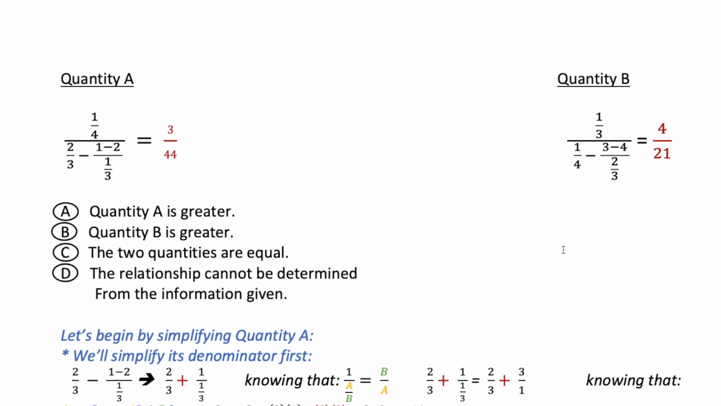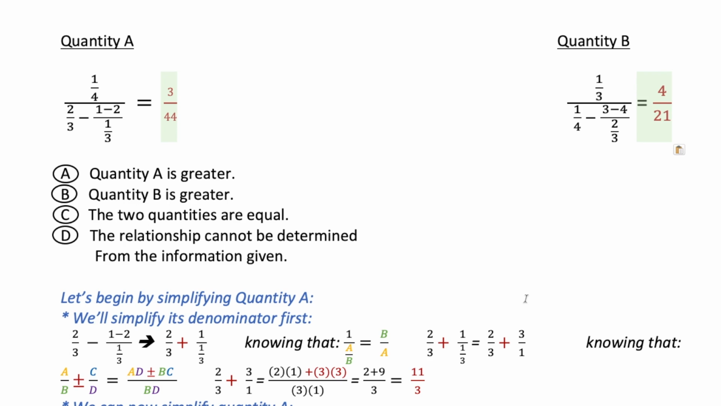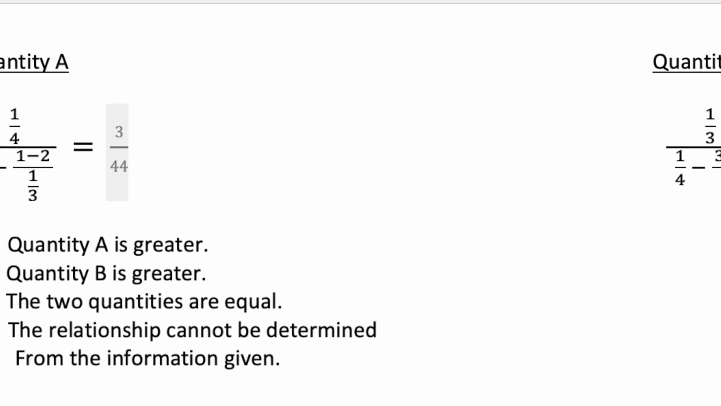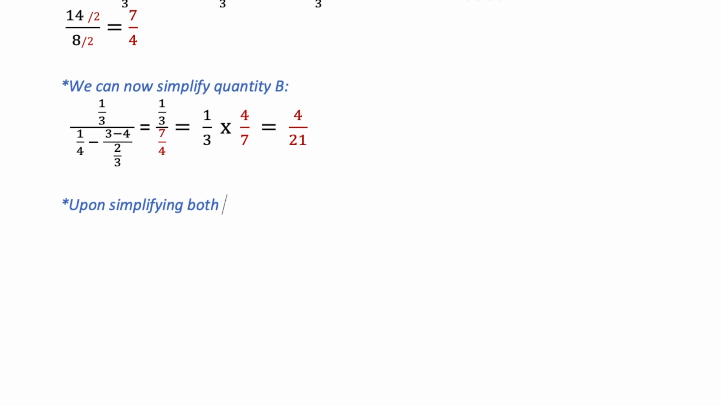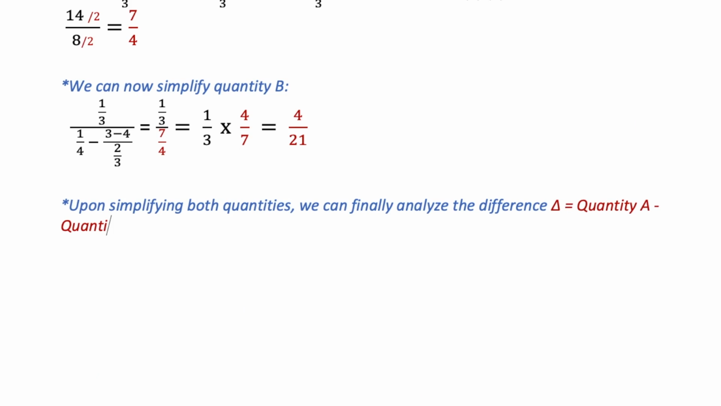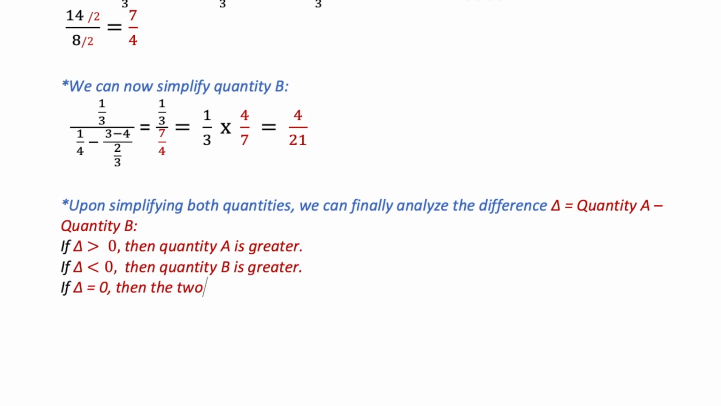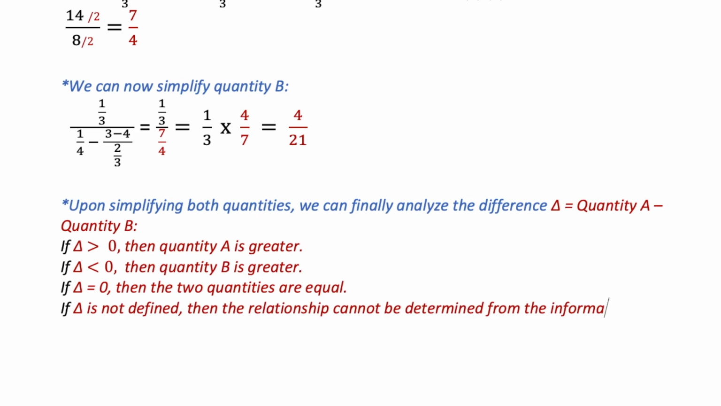At this stage, how can we compare both of the quantities without the use of any electronic device or a calculator? Well, upon simplifying both quantities, we can finally analyze the difference delta, which is quantity A minus quantity B. If delta is greater than 0, then quantity A is greater. If delta is less than 0, then quantity B is greater. If delta is equal to 0, then the quantities are equal. If delta is not defined, then the relationship cannot be determined from the information given.